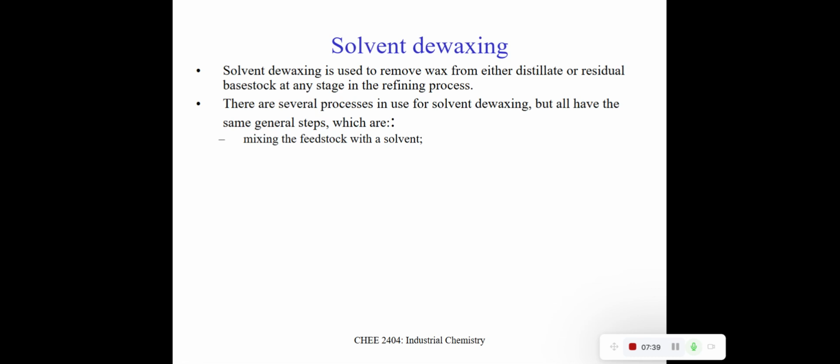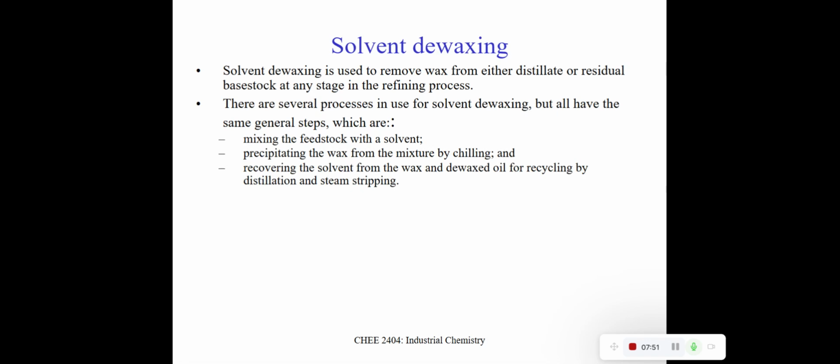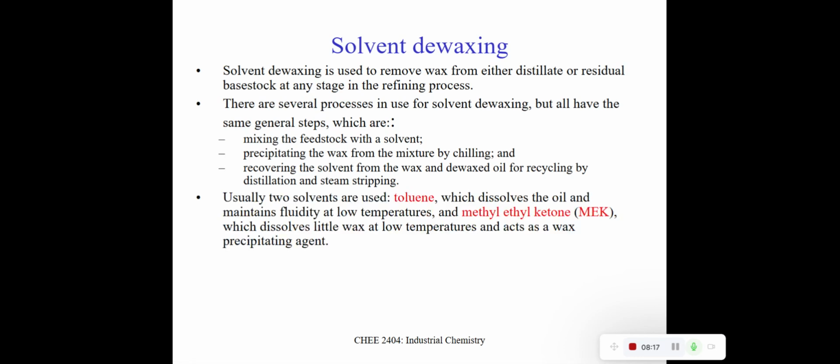Solvent we will discuss further in the next slide, but for now: mixing the feedstock with the solvent, precipitating the wax from the mixture by chilling, and recovering the solvent from the wax and dewaxed oil for recycling by distillation and steam stripping. Recovering the solvent from the wax and from the dewaxed oil, which has no wax in it, and recycling it back through distillation and steam stripping. Usually two steps are involved.